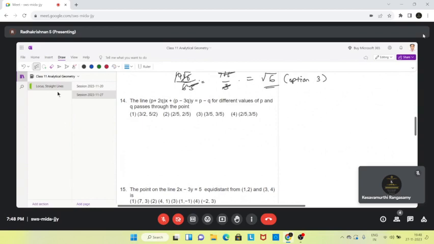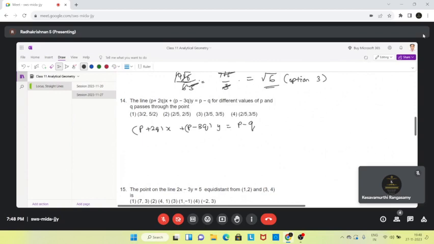Next problem. The line P plus 2Q into X plus P minus 3Q into Y equal to P minus Q for different values of P and Q. So then what point does it pass through? So it's just simplifying this given equation. So P plus 2Q X plus P minus 3Q Y equal to P minus Q.